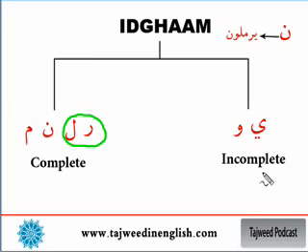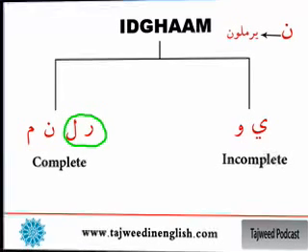For the ya and the waw, it's called incomplete, because partially one of the ghunna part is there plus the ya. So you say man ya'mal, min wal. So a part of the ghunna is halfway between the noon sakina and also in between, inserted into the ya or inserted into the waw.